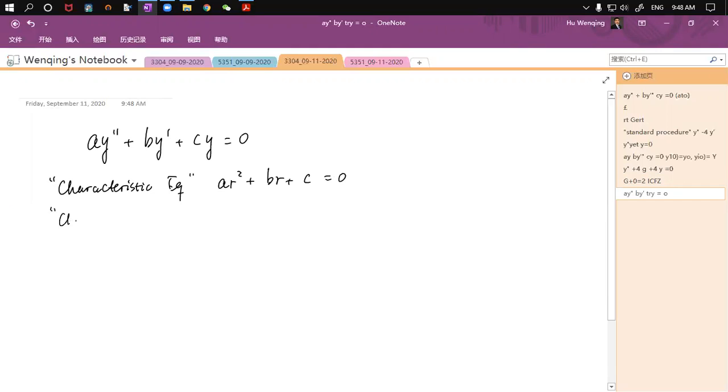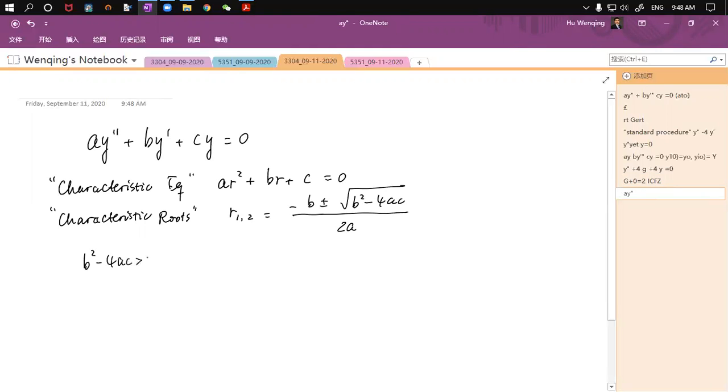Then you find the characteristic roots. That's r1,2 equals minus b plus or minus the square root of b squared minus 4ac, divided by 2a. In this lecture, we've been talking about the case when b squared minus 4ac is positive, as well as when b squared minus 4ac is equal to 0. We talked about these two cases. In both cases, you create y1 of t equal to e power r1t, and y2 of t equal to e power r2t.